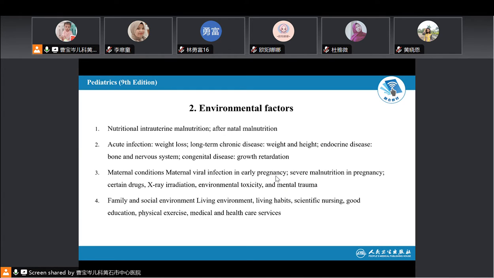malnutrition in pregnancy, certain drugs, X-ray irradiation, environmental toxicity, and mental trauma. Family and social environment: living habits, scientific learning, good education, physical exercise, and medical and health care services.